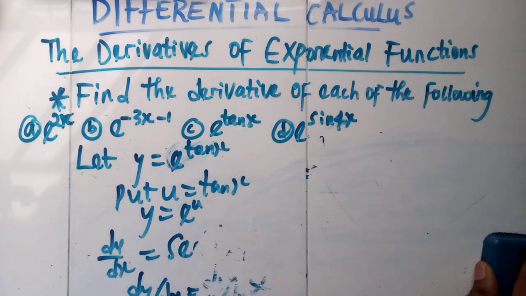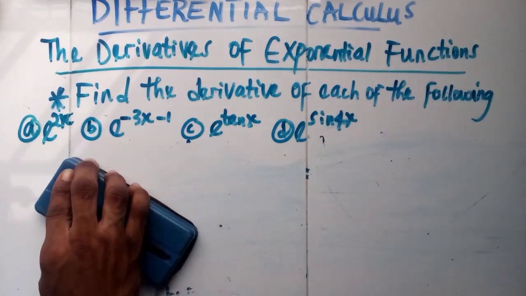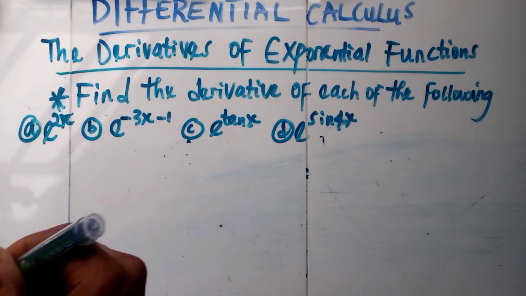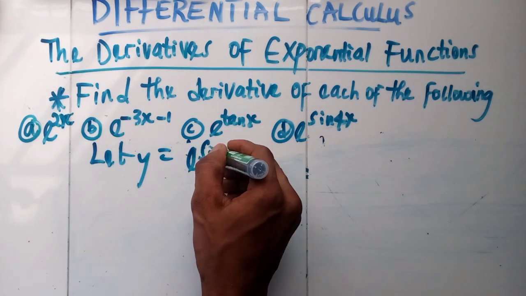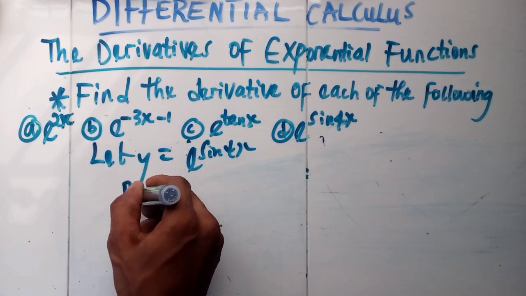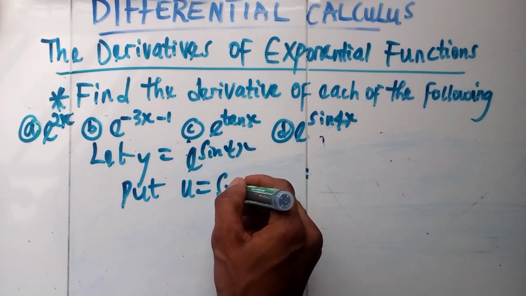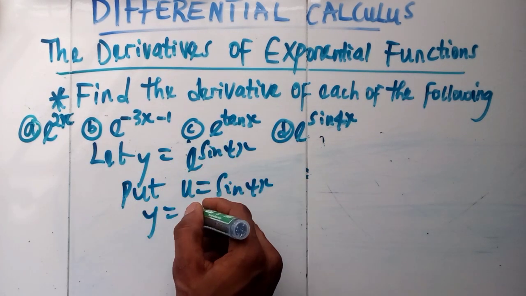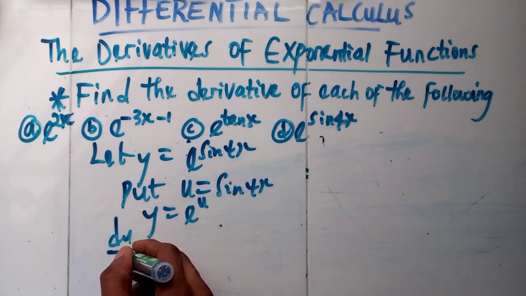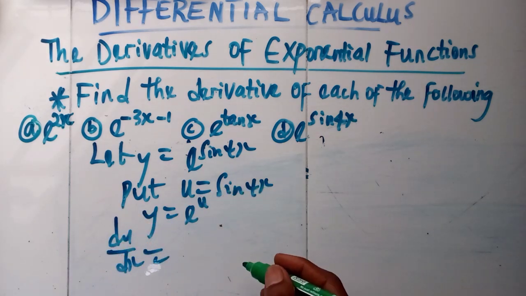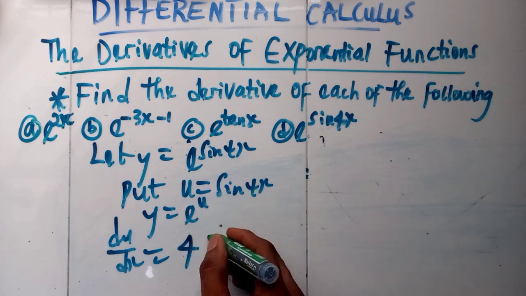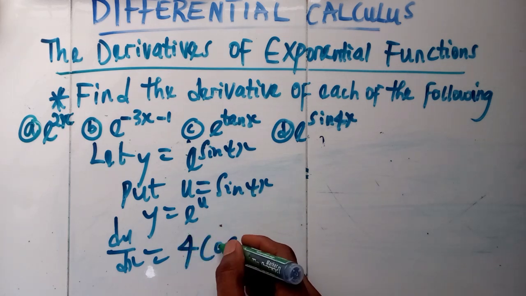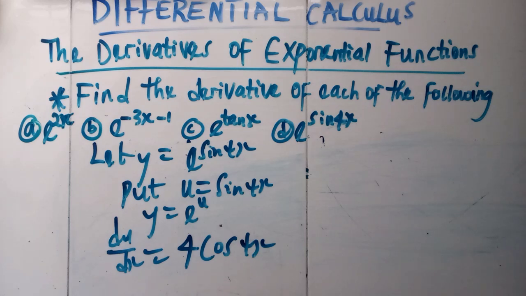The next one is d, which is find the derivative of exponent sine 4x. So I want to take that as well. Step one, as usual: let y be equal to exponent sine 4x, and I will put u to be sine 4x, so that y will be equal to e raised to u. Then du over dx, the differentiation of sine 4x, will give you 4 cos 4x, and that's the derivative of that.